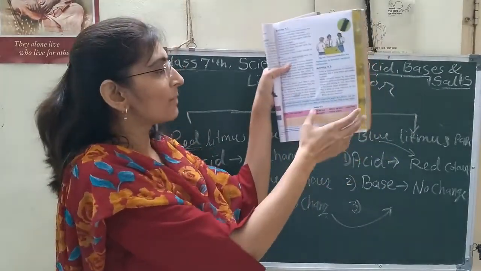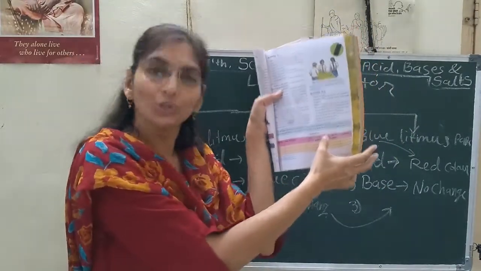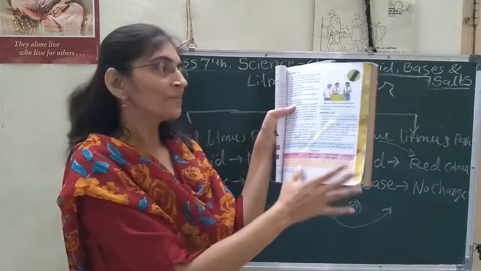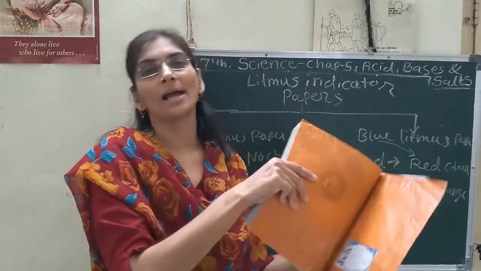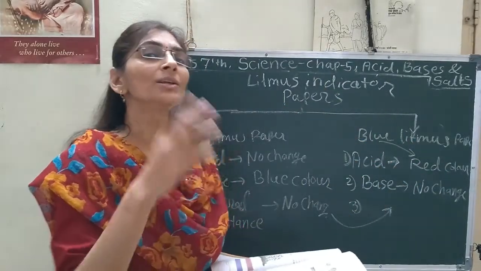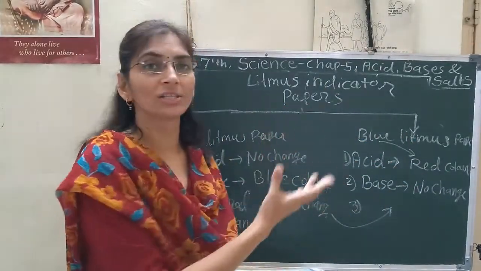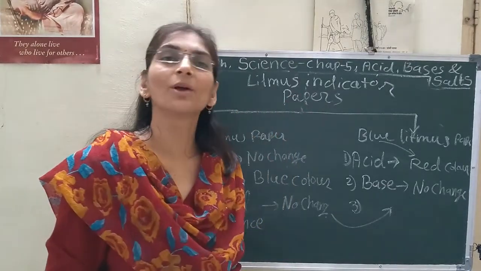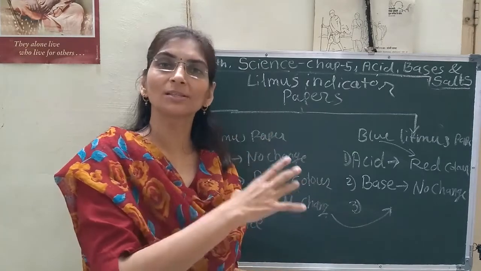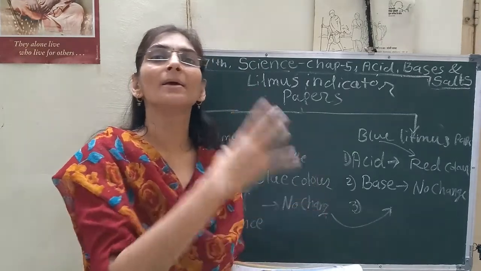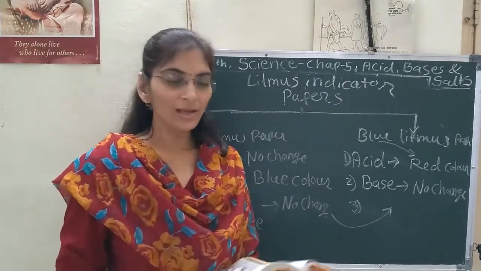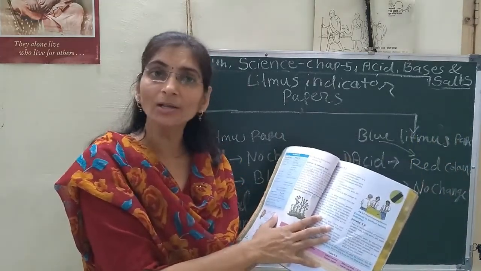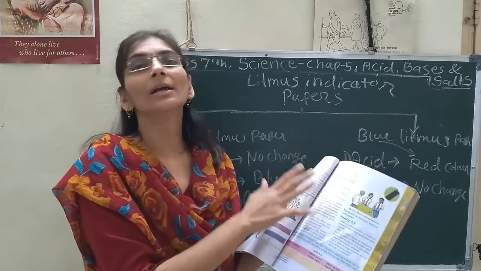So this was about table 5.2 that you have to fill up in your notebook. Okay, so please do this activity and then you will be clear about the concept of the litmus paper indicator, or the concept of classification of substances into acids, bases and salts. Okay, and read this topic from your textbook. It is very important. Then you will understand it very well.